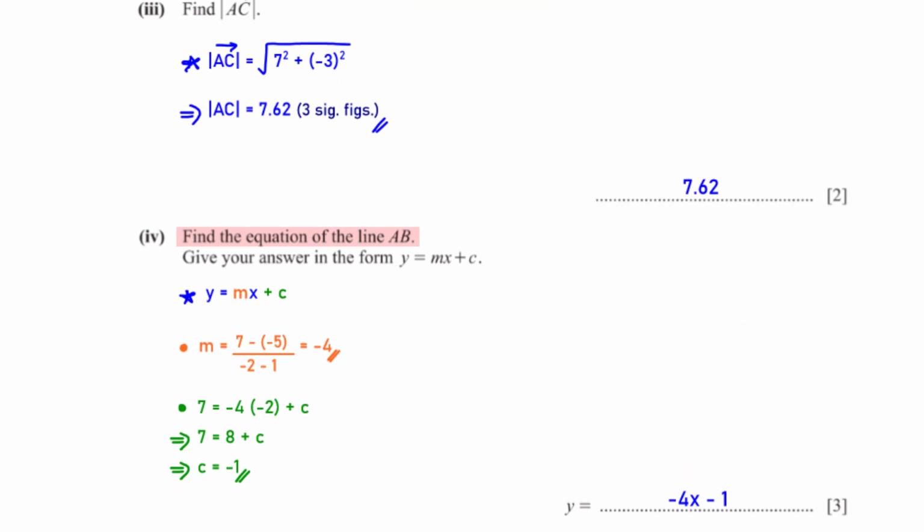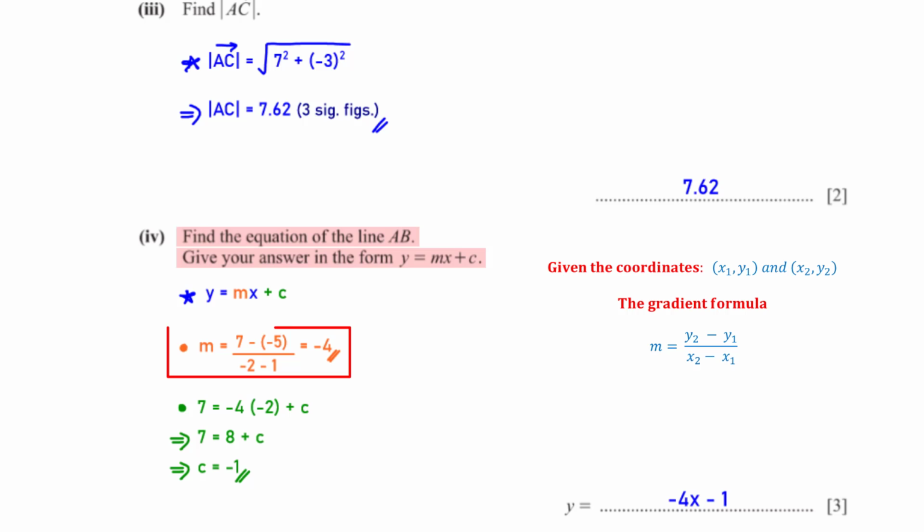Find the equation of the line AB. Give your answer in the form y equals mx plus c. All we need to do is to find the values of m and c and plug in these values into y equals mx plus c. To get the gradient m of AB, we apply the gradient formula. This gives us 7 minus negative 5 divided by negative 2 minus 1, which is equal to negative 4.